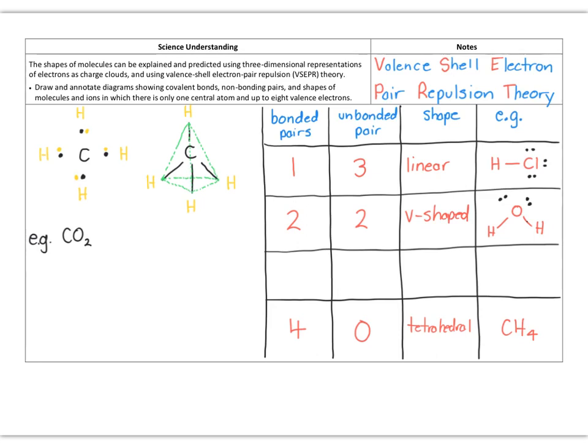And then if we've got 3 bonded pairs and 1 unbonded pair, let's look at the example, ammonia, so nitrogen has 5 valence electrons. 3 of them are shared with each of the hydrogens, 1 here. So there's our 1 unbonded pair and our 3 bonded pairs. Remember, a bond is just a shared pair of electrons. And that gives us a trigonal pyramid.